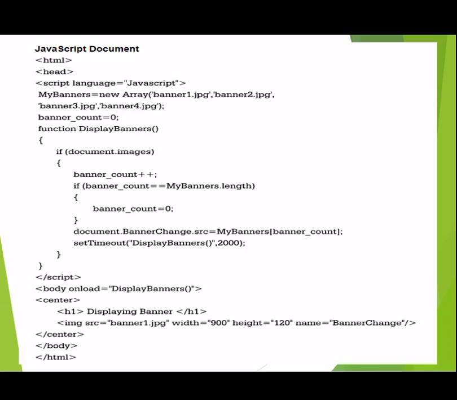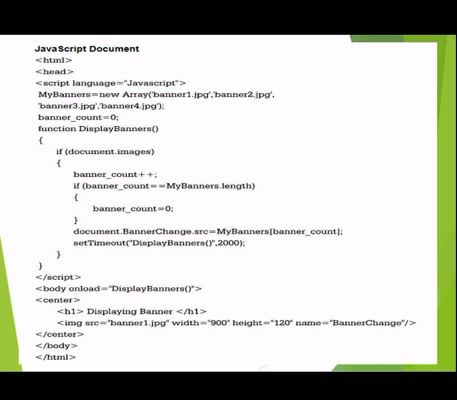We are going to create an array of these four images, and then call a function called the display banner function, which will display those images continuously one by one after a certain time interval. So it will look like an advertisement, and when you see that advertisement, the images are going to change one by one after a certain time interval.